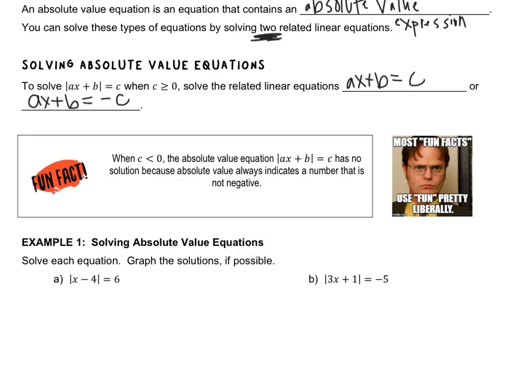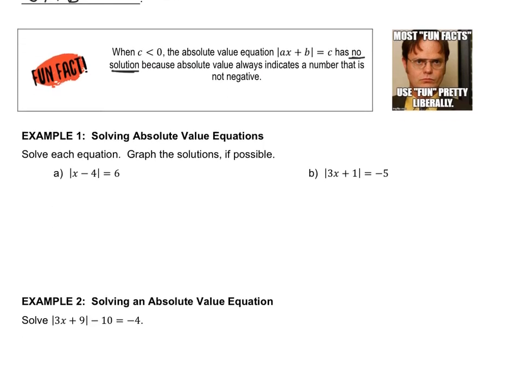Here we've got a little fun fact. When the c value is negative, you can't have a solution, right? We say that you have no solution, which is something we looked at earlier in this chapter, because absolute value always represents non-negative values because it represents distance, and distance is always positive.